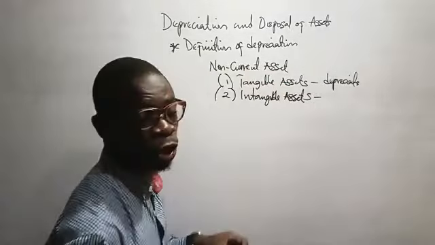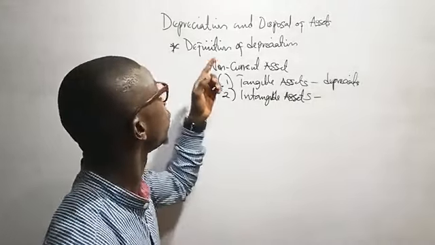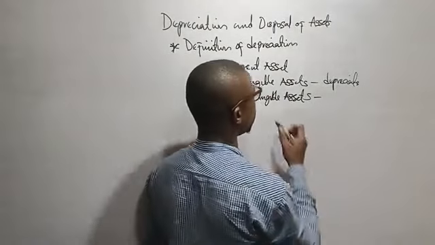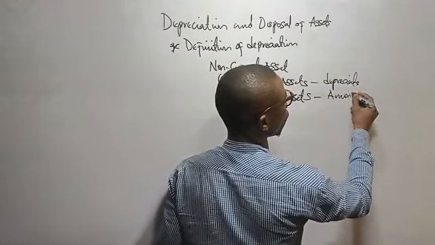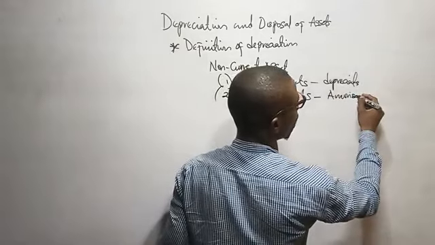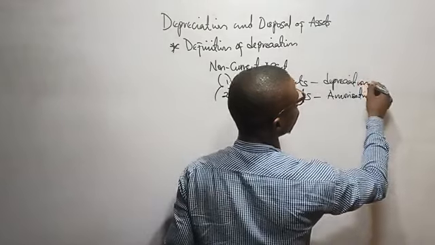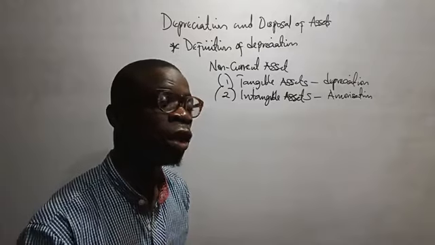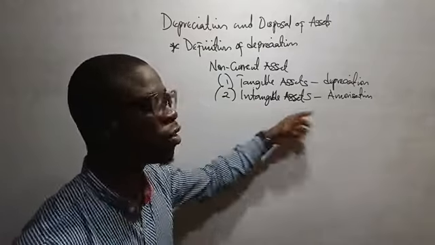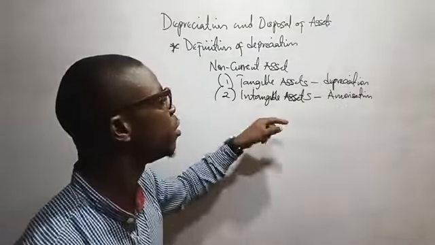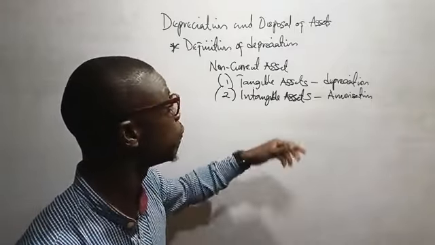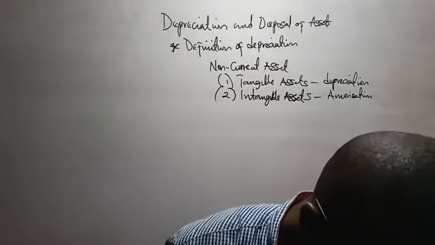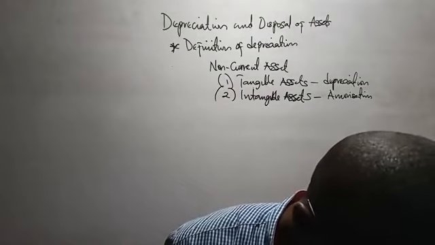Tangible assets are depreciated. That means the gradual decrease in the economic value of tangible assets is called depreciation. And we have what we call intangible assets. Intangible assets are amortized. That means amortization. So the decrease in the economic value of intangible assets is called amortization, but the decrease in the economic value of tangible assets is called depreciation. Am I communicating? So let's continue now.